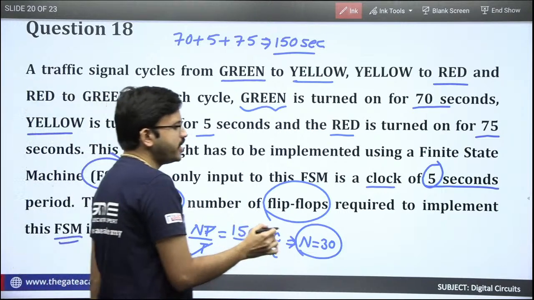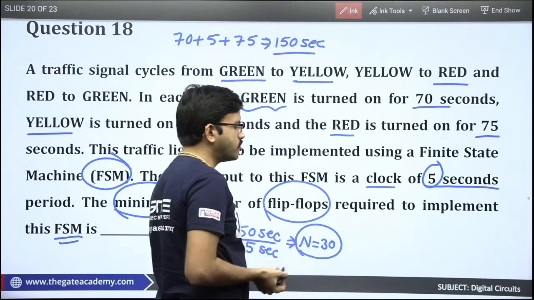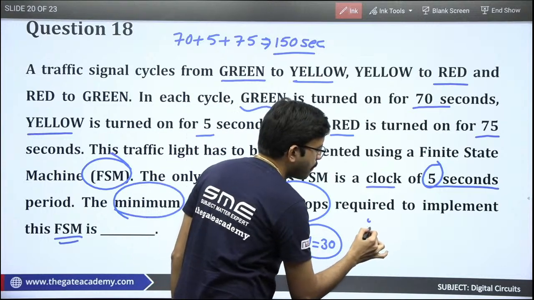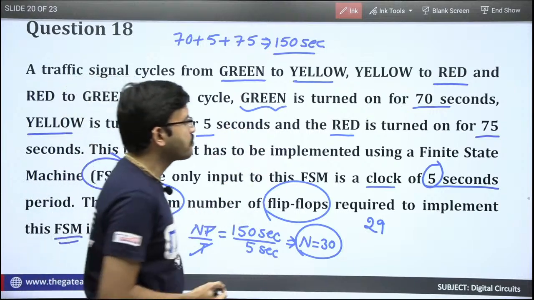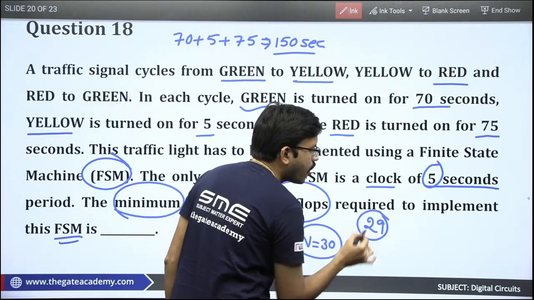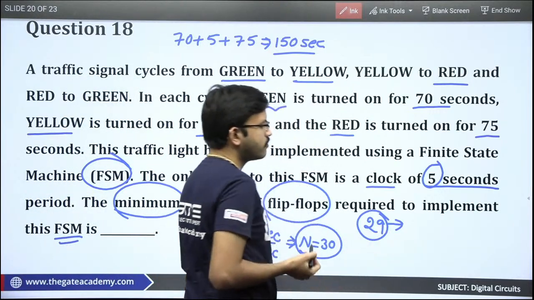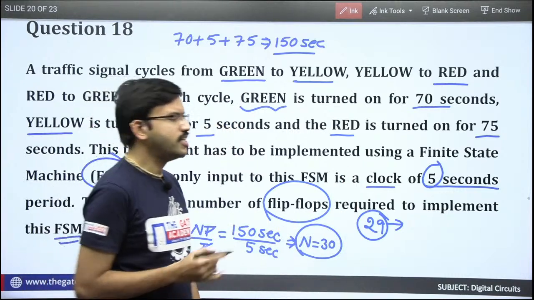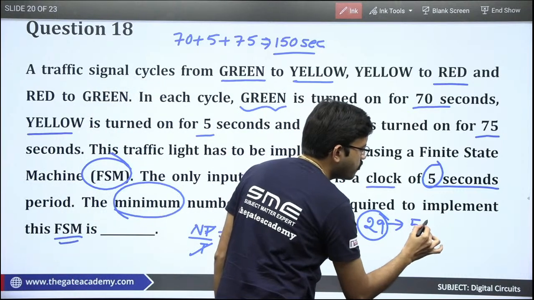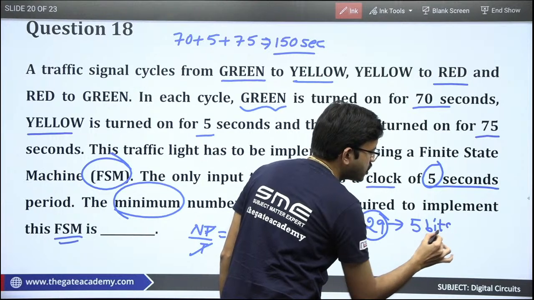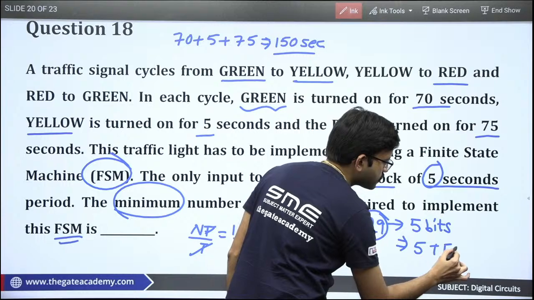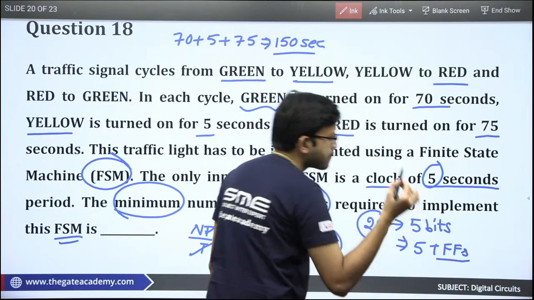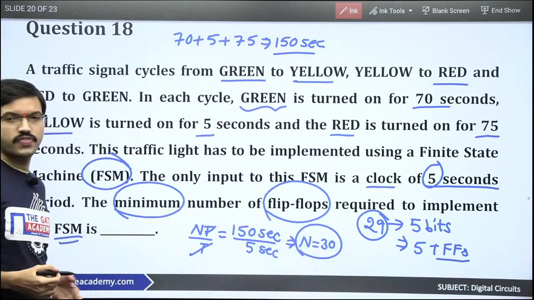Okay. So here whether you consider up counter or down counter, if you are having 30 states, maximum count that you can count is 29, 0 to 29 or 29 down to 0. For representing 29, how many bits you require? 5 bits. So obviously we require 5 T flip-flops. Okay, the answer for this question is 5.